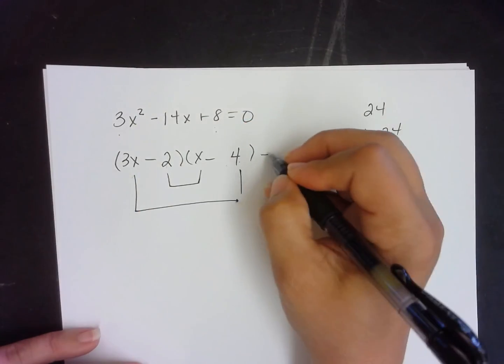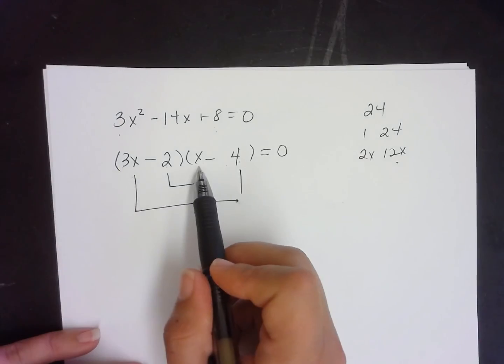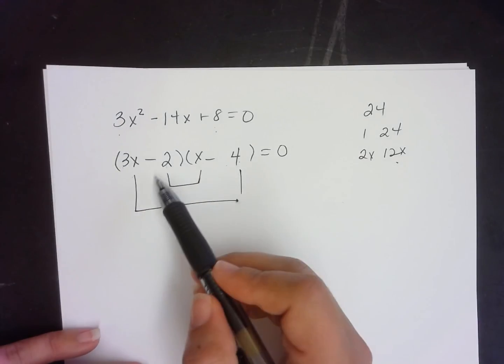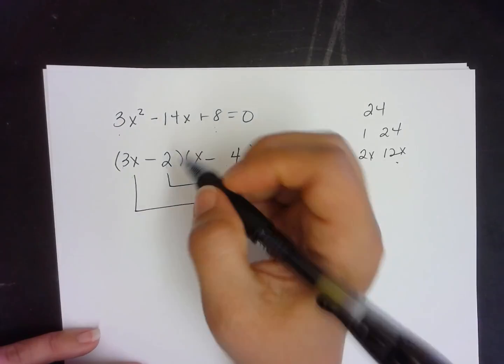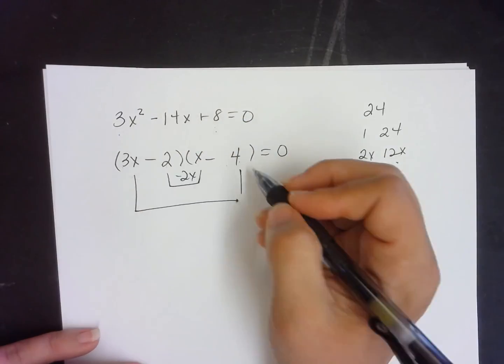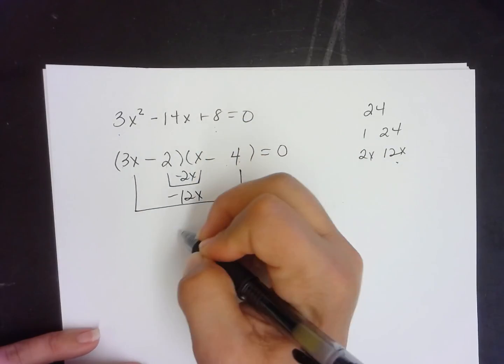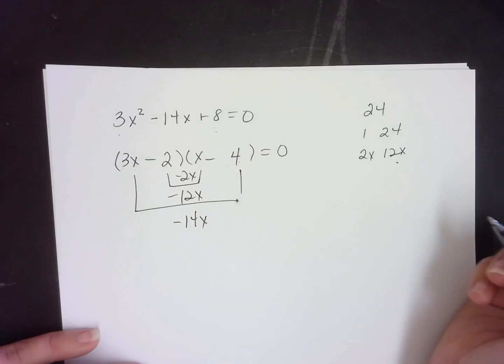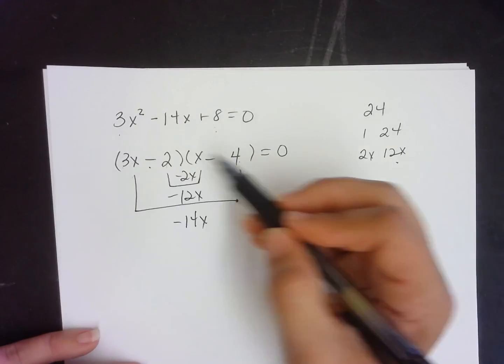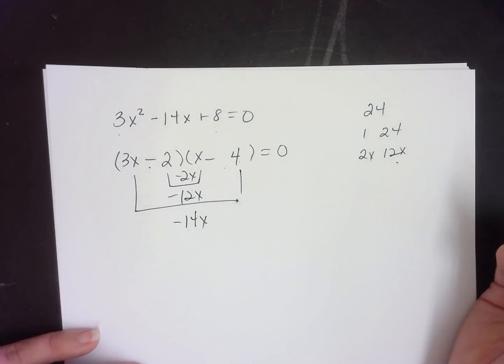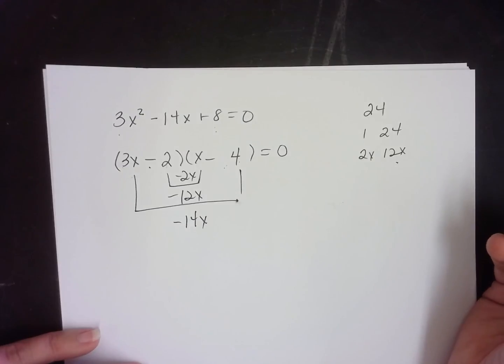Now I want to make sure that everything in fact works. 3x times x is 3x squared, and then I have a minus 2x here. I have a minus 12x here. When I add them together, I get negative 14x, and when I multiply negative 2 times negative 4, I get positive 8. Okay, so there we go.